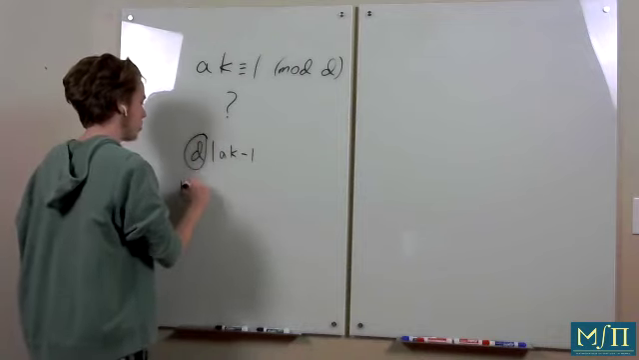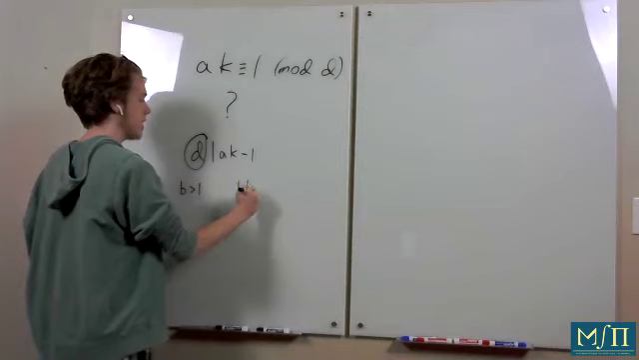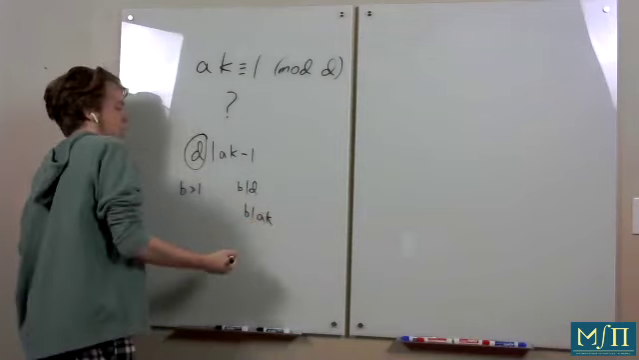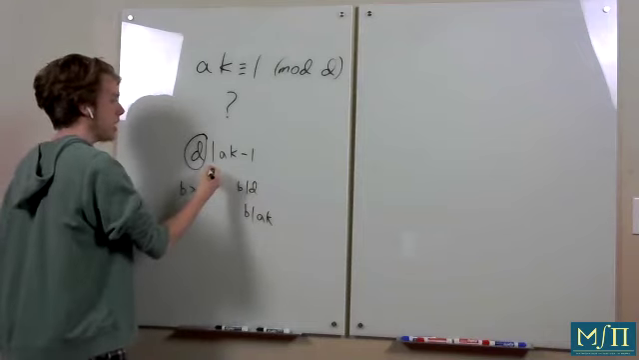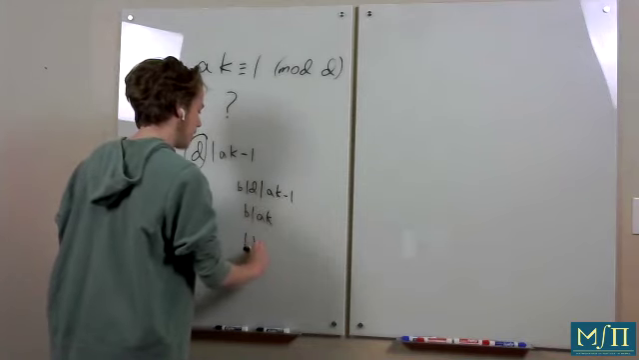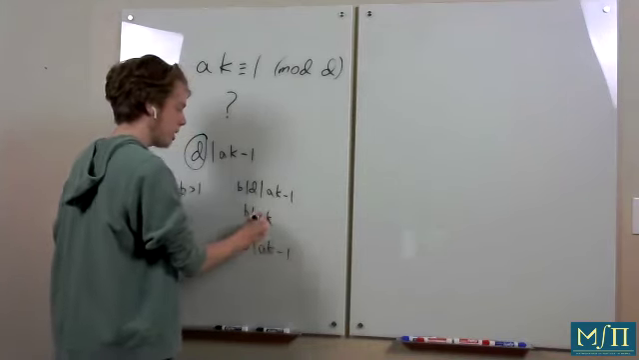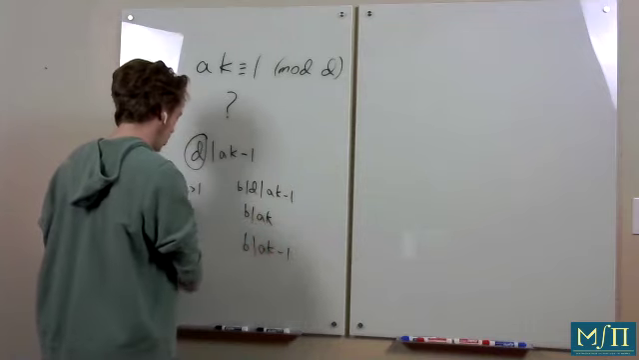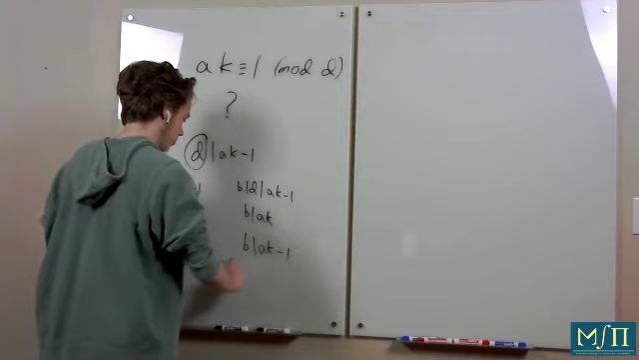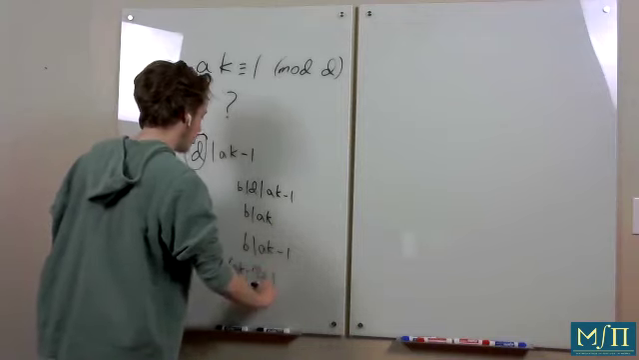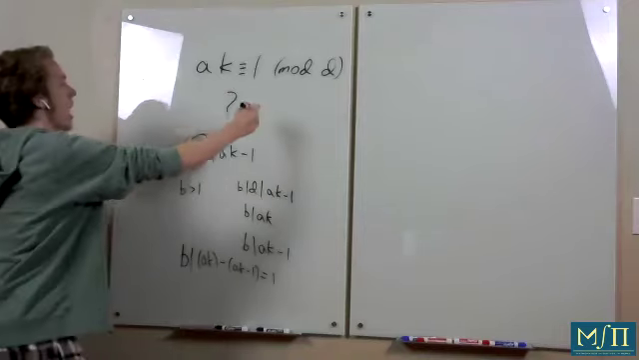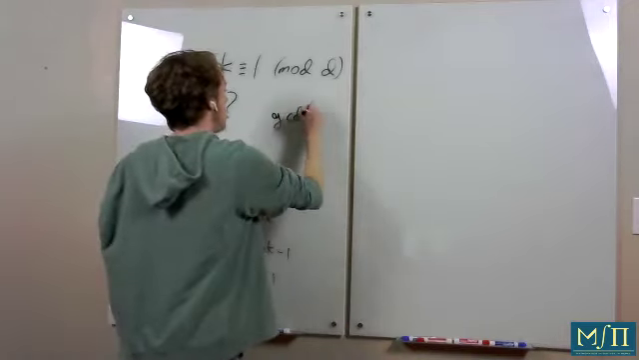by some number B greater than 1, then B will divide D, and B would divide AK for any K. So if B were to divide D and D were to divide AK minus 1, then B would divide AK minus 1. But then B would divide AK and AK minus 1, so it would divide the difference. So B would divide 1, but we said B is greater than 1. And so that wouldn't be possible. So if this is going to happen, we need their GCD to be 1.